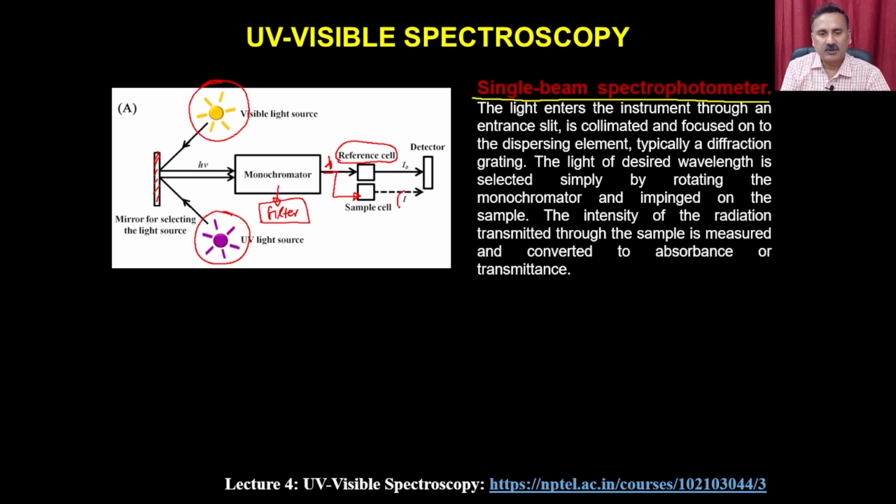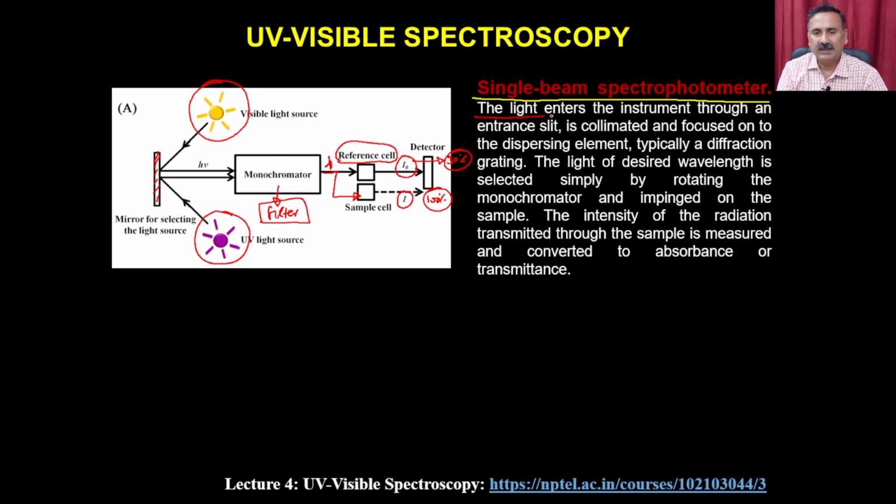And you can easily calculate the value of I0 by I, and that's how it is going to give you the value of absorbance, because this is the 100%, right? This is the 100% light, and this is probably 20% or 30%, whatever, depending on how much light is being absorbed, right? So I0 by I is going to give you the absorbance of that particular sample.